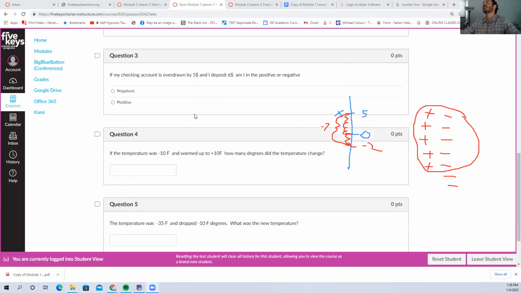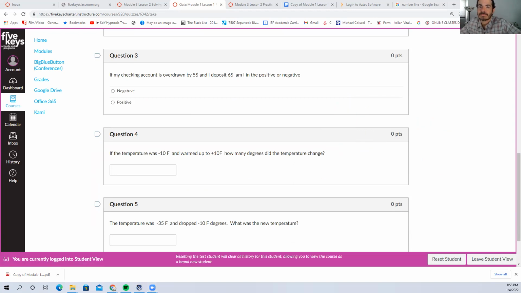If my checking account is overdrawn by $5 and then I deposit 6, am I in the positive or the negative? I don't know. Yeah, I really need a student here because I feel like I'm getting weird.